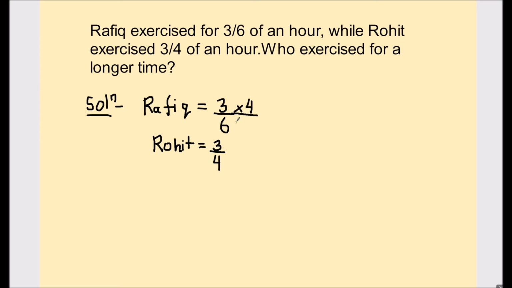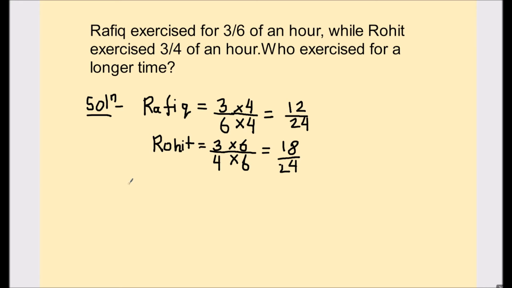As we are multiplying the denominator by 4, we have to multiply the numerator 3 by 4. So 3 times 4 is 12 and 6 times 4 is 24. For the second fraction, we are going to multiply it by 6. 3 times 6 and 4 times 6. 3 times 6 is 18 and 4 times 6 is 24.